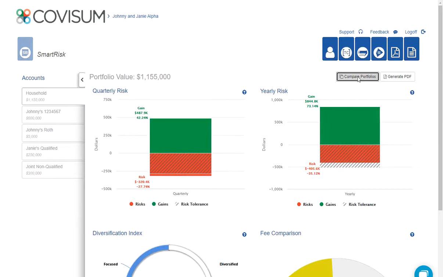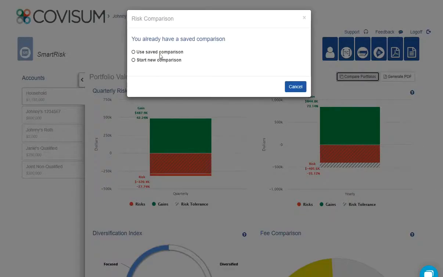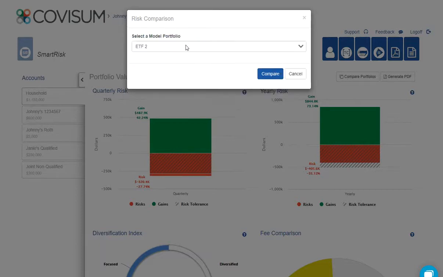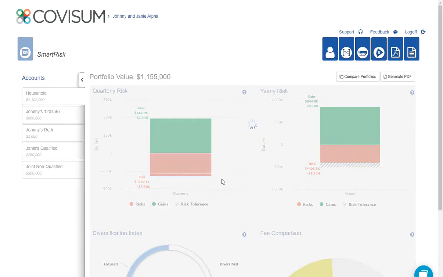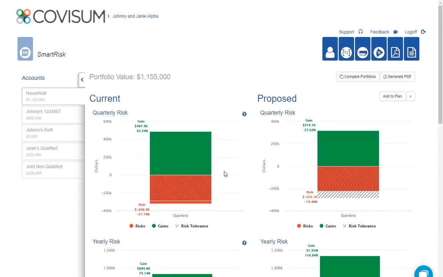I also have the ability to compare portfolios. And for this example, I'm going to start a new comparison and I can either reallocate all accounts to one model or I can reallocate to different models by account. For simplicity's sake, I'm going to reallocate all accounts to one model. And what I'll see is the two portfolios will appear side by side.